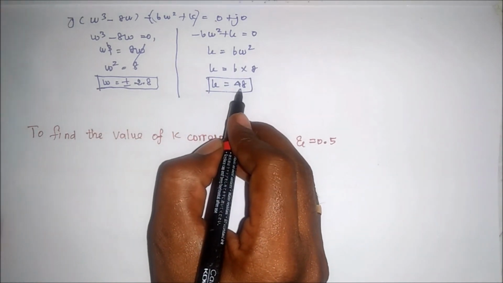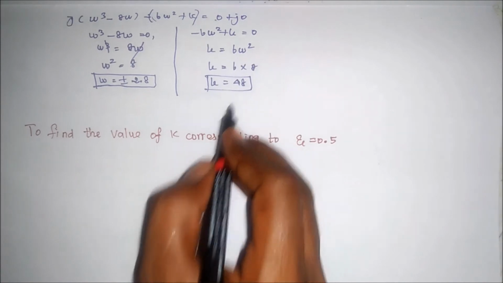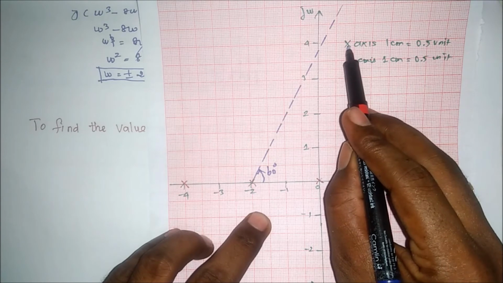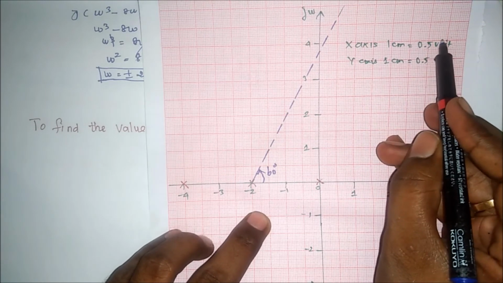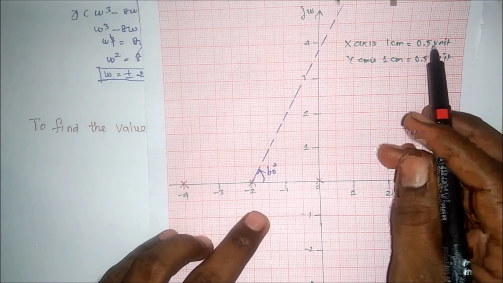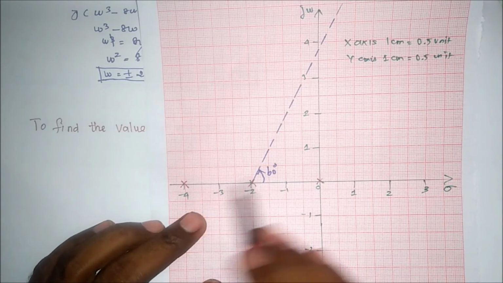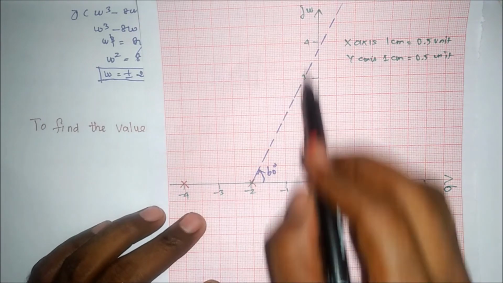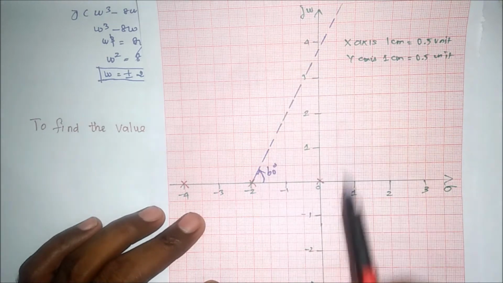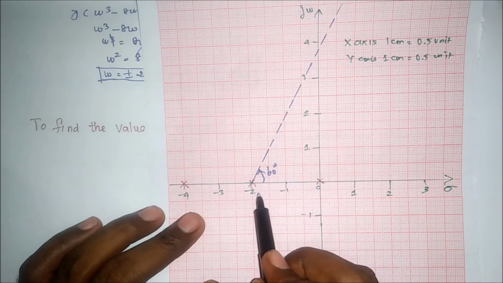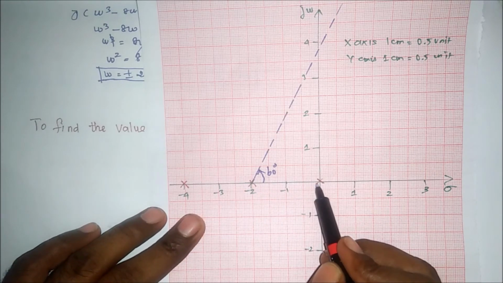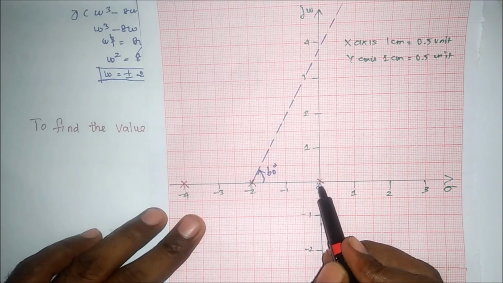So now we can construct the root locus. In the graph, we have to consider x-axis 1 centimeter equal to 0.5 unit, y-axis 1 centimeter equal to 0.5 unit. So now after marking the axis parameters, this is imaginary axis, this is real axis. It means x-axis, this is y-axis. So now we have to mark the number of poles by using cross mark. So we know here there are 3 poles.